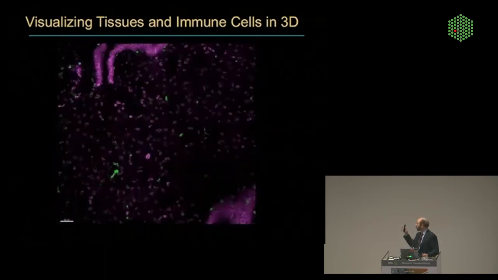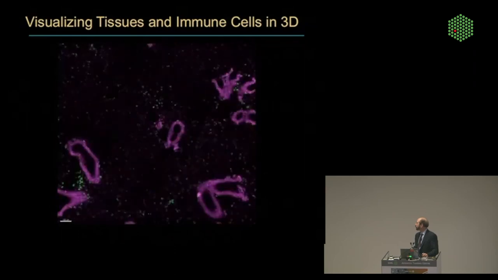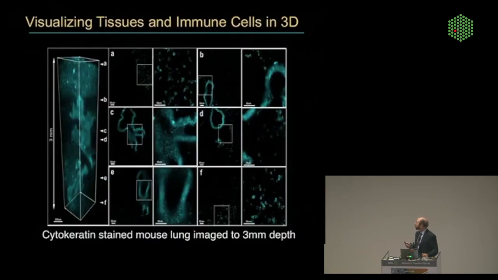And again, we've now worked out ways of running this at 12 colors at a time. And with some of the new objectives that have come onto the market, this is the same type of image. This image here, this image here, and this one here are 3 millimeters apart. The working distance is 6. So in principle, we can do 5 or 6 millimeters in all of these different colors.